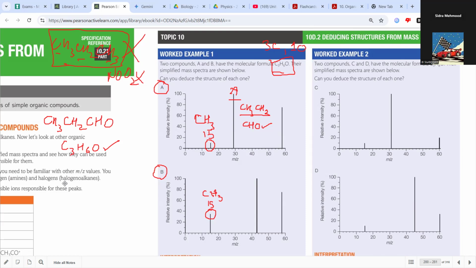Got it. Okay. For the other one, if you see, one is at 15, other is at 43. If you see the next graph, this is at 43. For 43, there are three possibilities. Okay, they are saying that it can be CH3, CH2, CH2. But wait, hold on. 12 times 3 plus 6 plus 16.